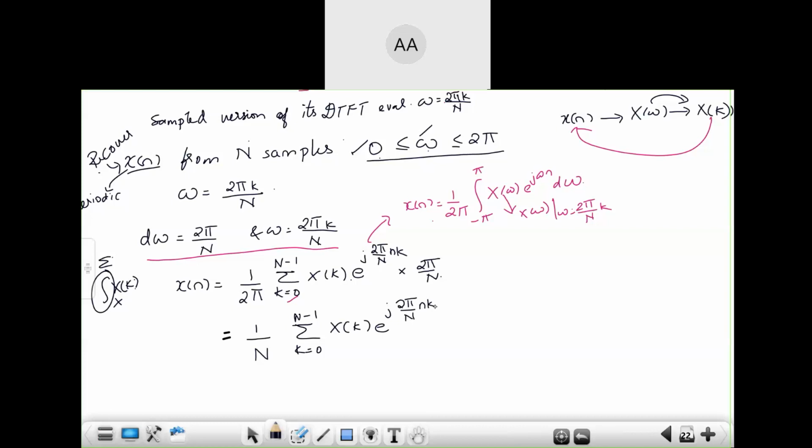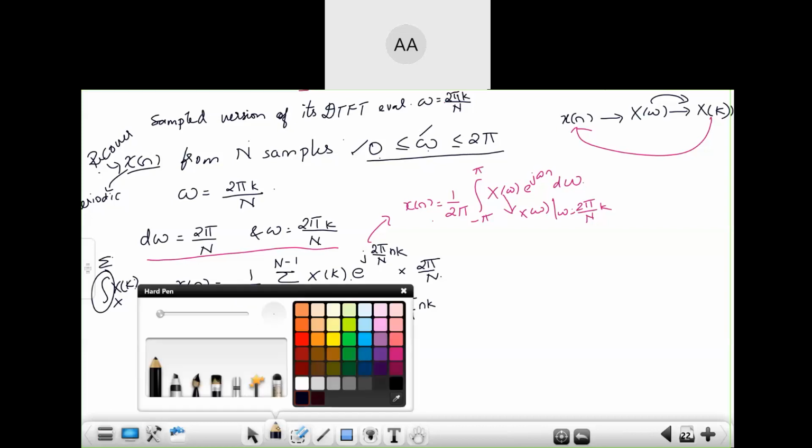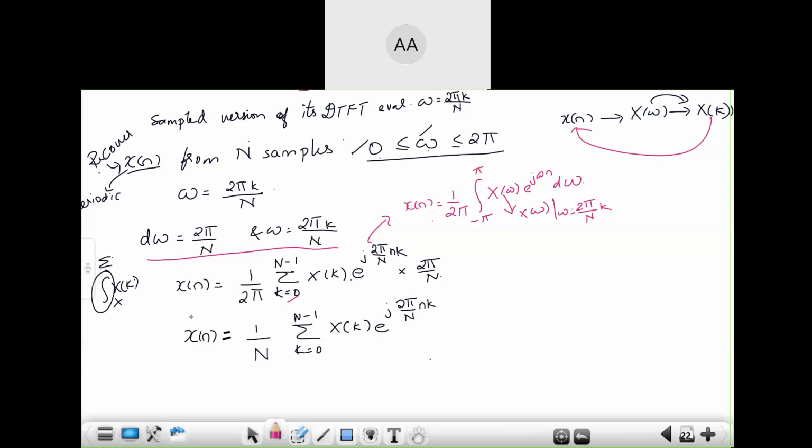So what can you tell about this equation? Do you remember what this equation is? For Fourier coefficient, we used to write 1 by N, ma'am. Fourier? Ck for that. No. You recall. See this. This is the equation for your IDFT, right? Inverse discrete Fourier transform. Yes or no?